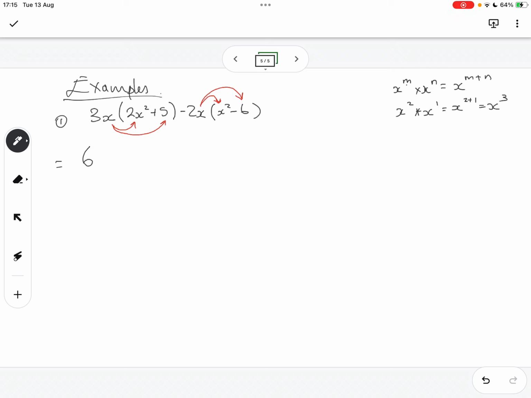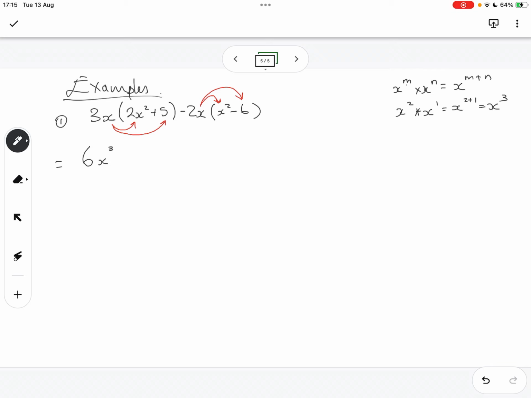But now we have to finish off by multiplying the x with the x squared. And what does that give us? 6, x to the power of how much? Remember, we are adding the 1 and the 2 as the exponents there. So what would be the sum? 3. It would be 3.